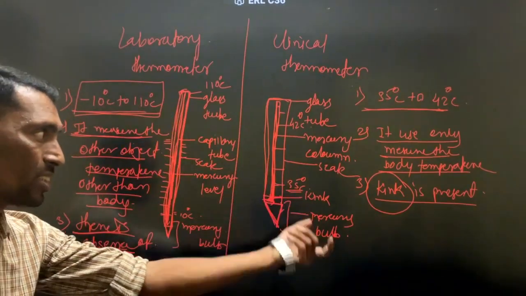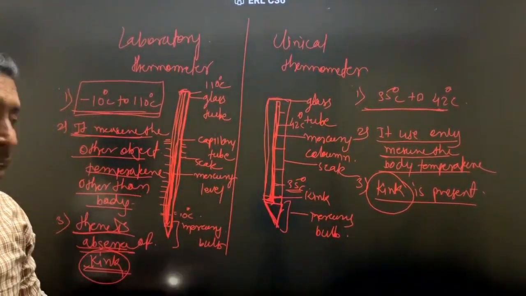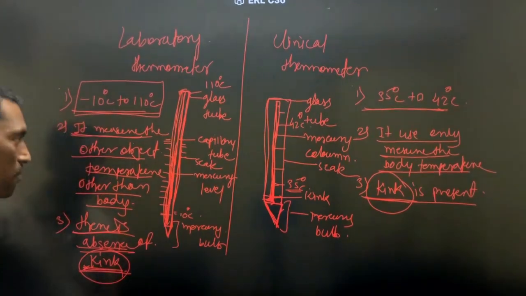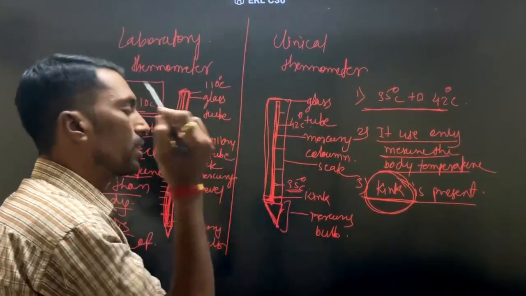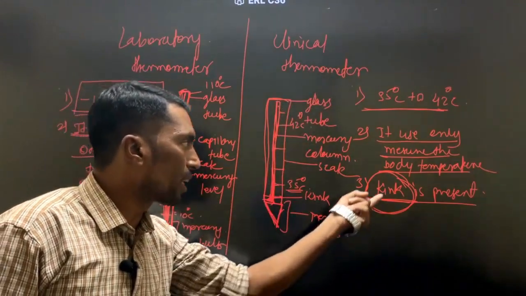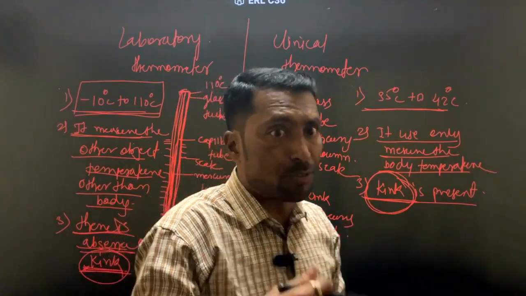There are some differences. There are three differences between the laboratory thermometer and the clinical thermometer. What about the kink? Kink is not present in a laboratory thermometer. Kink is present in a clinical thermometer. In a previous lecture, when we discussed the clinical thermometer, we explained the kink. What is the function of the kink?